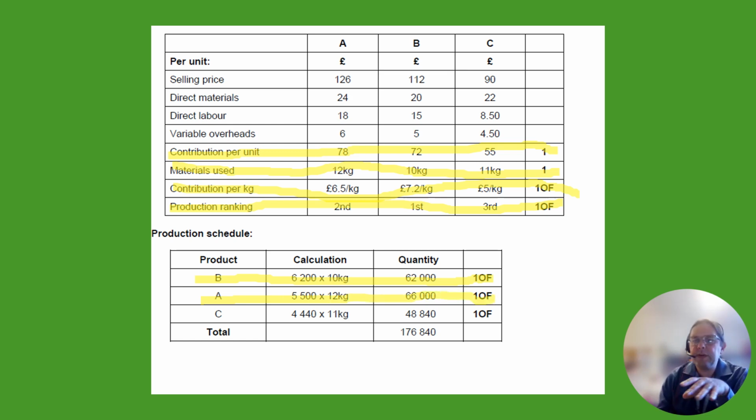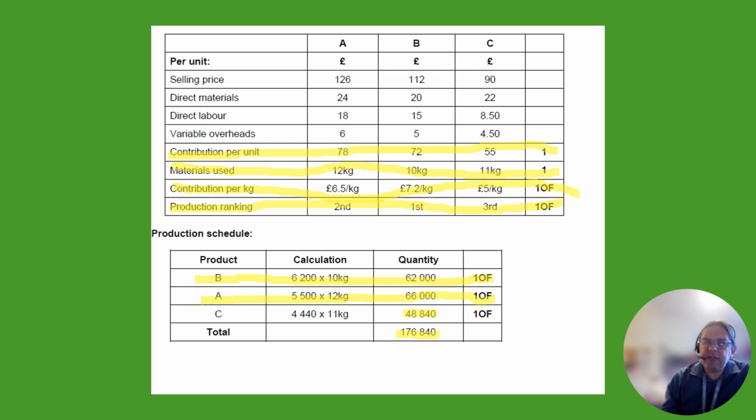Now, if you've got the wrong amount of kilos, the examiner's got a bit of work to do, because your production plan could be linked to that figure. So you can still get the marks if you've got one of the stages wrong. Then what you'll have is what's left. So you've got 66,000 and 62,000, so you've used up 128,000 kilos. Therefore, because you've got a total of 176,840, you have got 48,840 kilograms left.